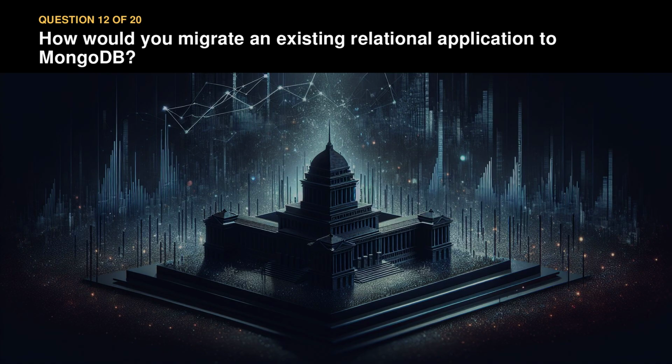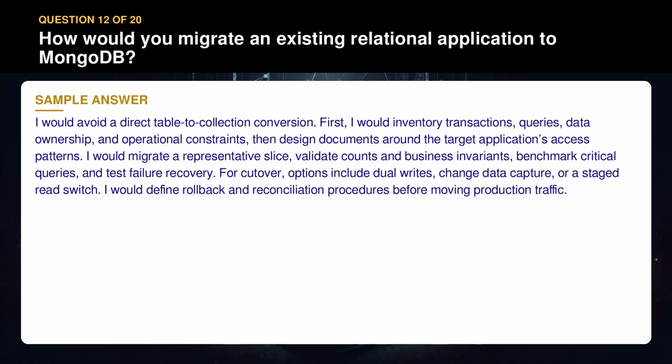Question 12. How would you migrate an existing relational application to MongoDB? I would avoid a direct table-to-collection conversion. First, I would inventory transactions, queries, data ownership, and operational constraints, then design documents around the target application's access patterns. I would migrate a representative slice, validate counts and business invariants, benchmark critical queries, and test failure recovery. For cutover, options include dual writes, change data capture, or a staged read switch. I would define rollback and reconciliation procedures before moving production traffic.